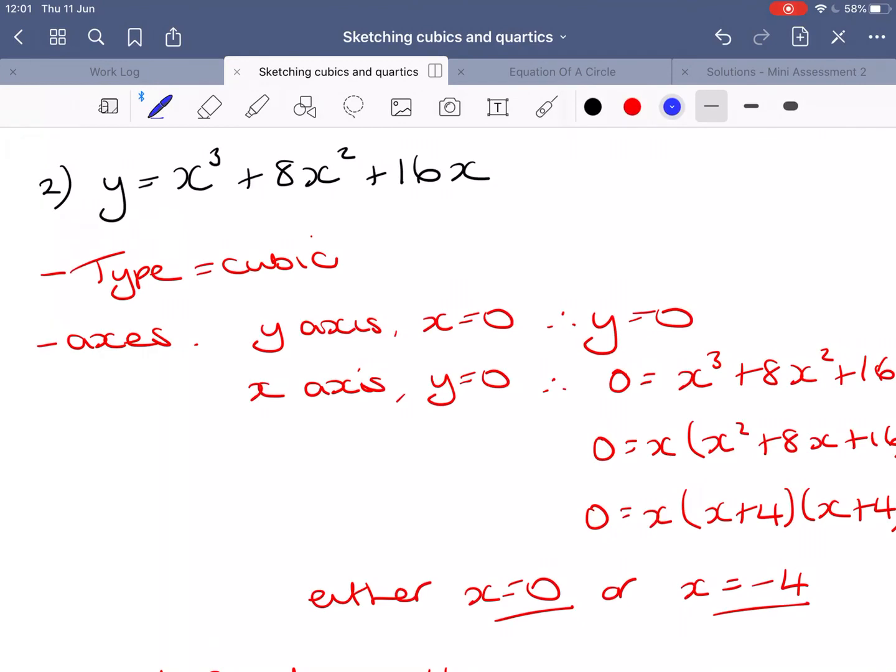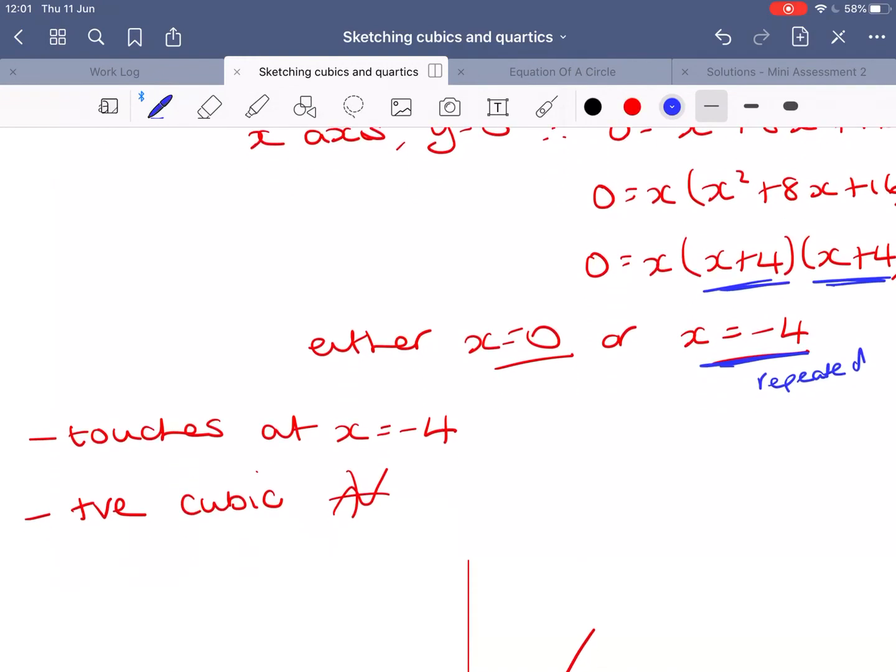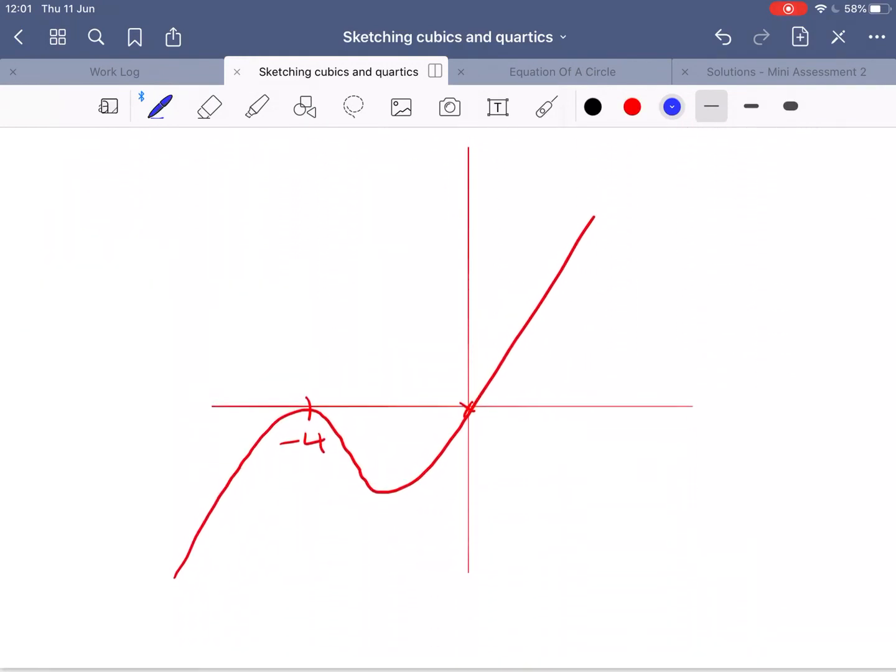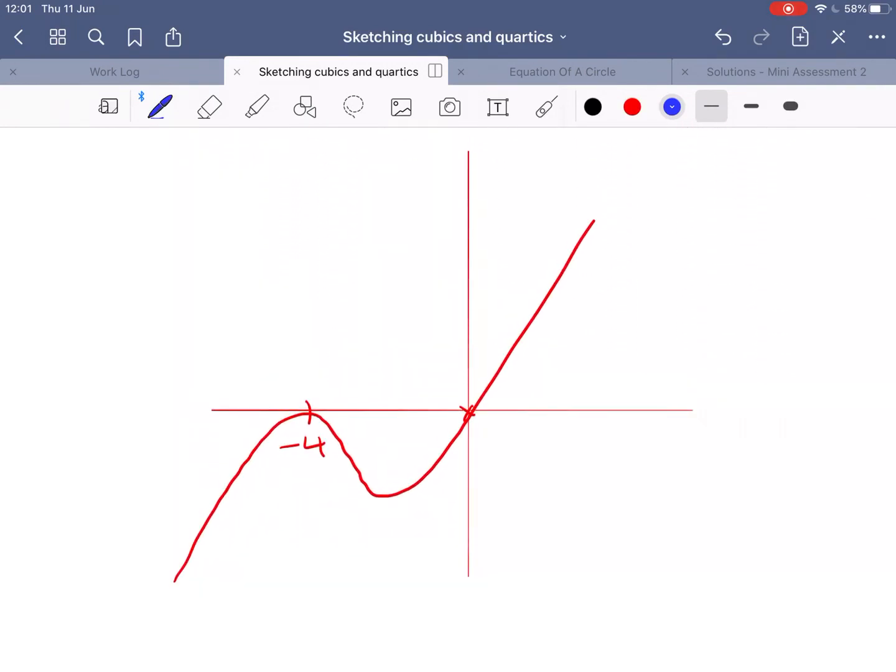Right, number 2, what type? Again, cubic, and it's a positive cubic because it's got an x to the power 3, and that's a positive in front of it. Do your factorising. Now, if you look with this one, we've got our bracket repeated. So we do have a touch. So it starts in the bottom left because it's a positive cubic. It has to touch at x equals minus 4. So it comes up and touches and then looks like that.